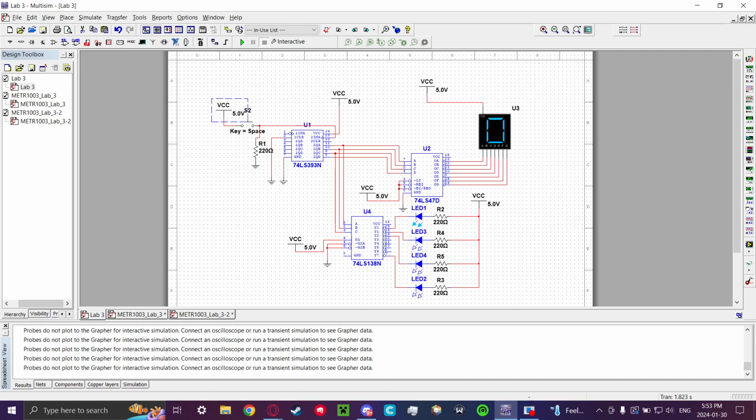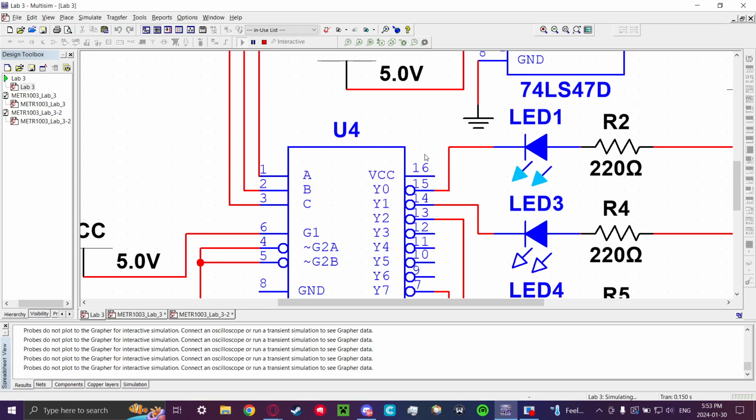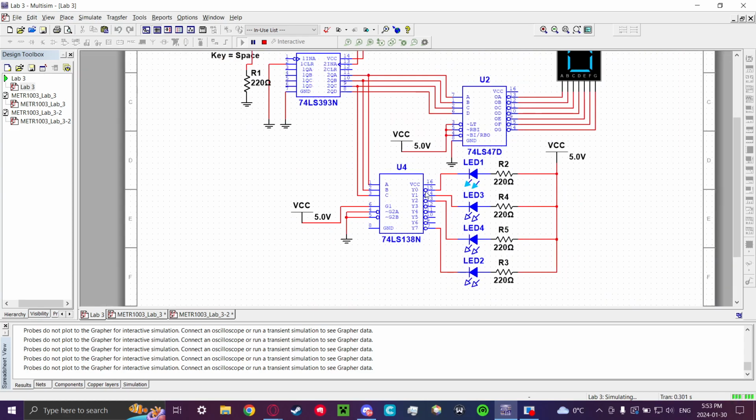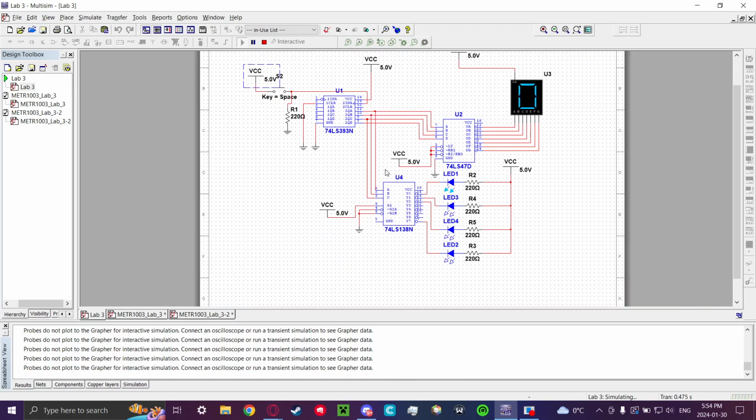Now if I continue to part 2, which is this whole setup down here with the 74LS138N. This one will show the outputs 0, 1, 2, 3. Well, I have it set to 0, 1, 2, and 7 right now.